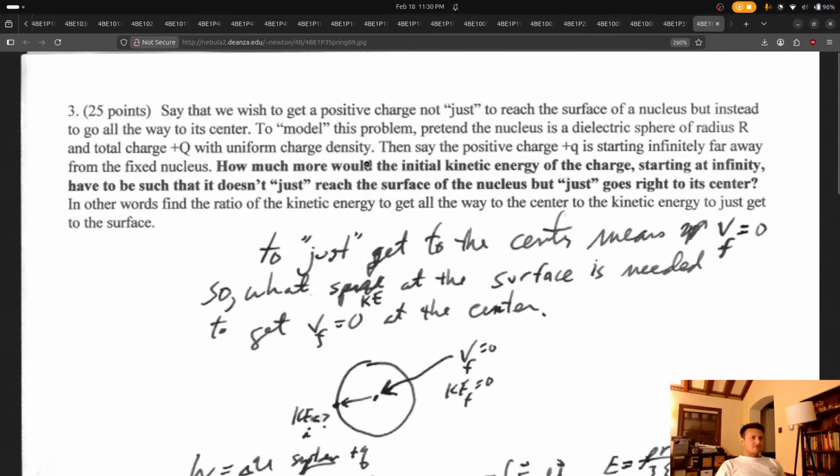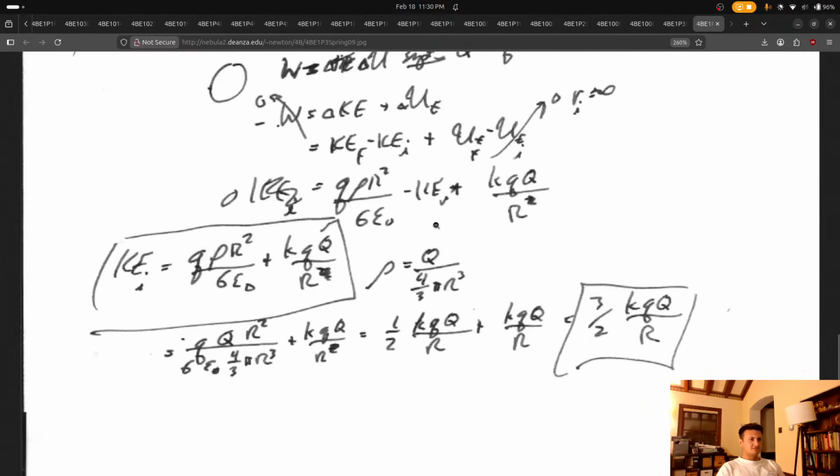Say that we wish to get a positive charge not just to reach the surface of a nucleus, but instead to go all the way to its center. To model this problem, we pretend the nucleus is a dielectric sphere, radius r, and total charge plus q with uniform charge density. Say that the positive charge plus q is starting infinitely far away. How much more would the initial kinetic energy of the charge starting at infinity have to be such that it doesn't just reach the surface, but goes right to the center? In other words, find the work to go from here to here. Find the ratio of kinetic energy.